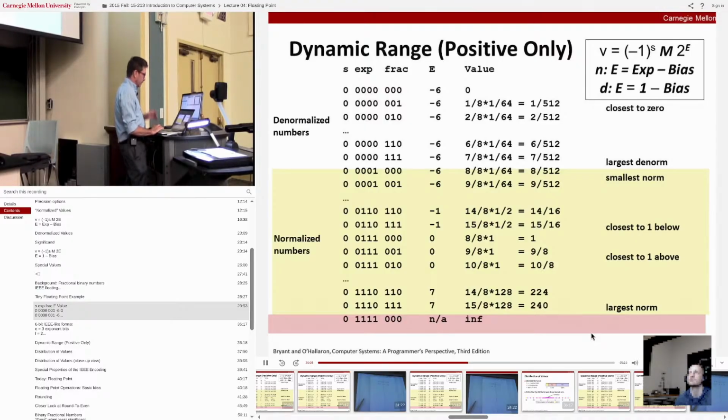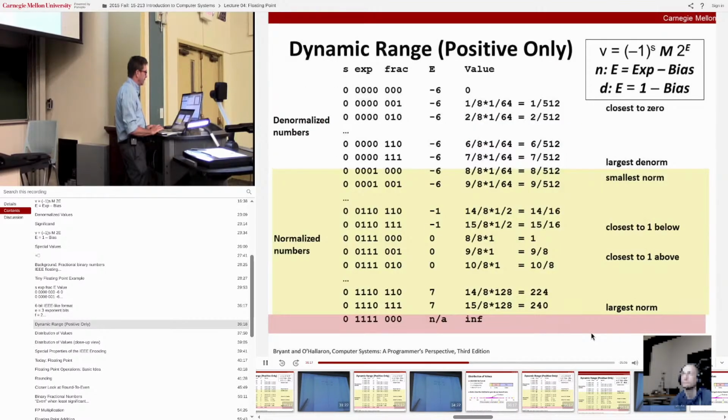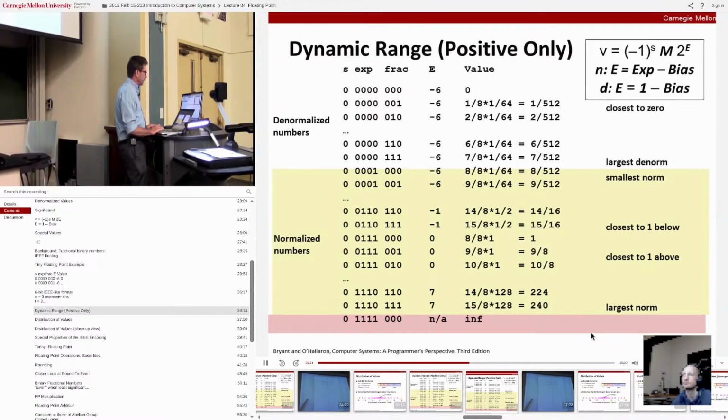And I'll do one more. Keeping the exp field at 1, if we bump our frac field from 0 to 1, now this represents the significand of 1.001, which is 8/8 plus 1/8. So that's 9/8, and then the value is 9/8 times 2 to the minus 6, 1 over 64, which is equal to 9 over 512. Okay? Any questions about that?